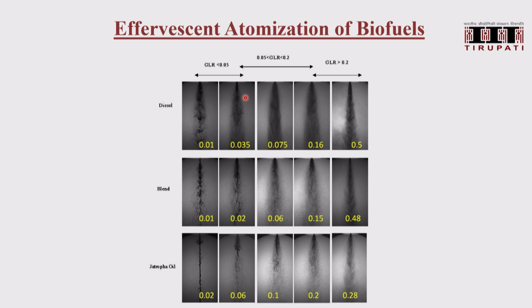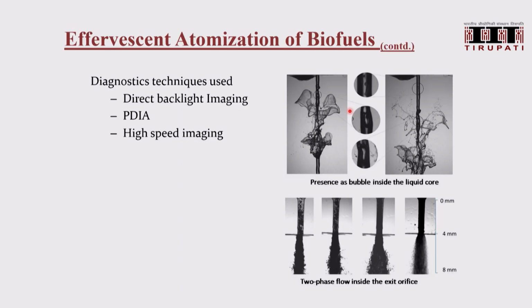From these kinds of images I can get the structure: whether the liquid is breaking up or not, whether it is just a core, or whether there are a lot of ligaments. I can also process this image. I can subtract the background and get a sharp boundary, get the cone angle, or look very close and see what is happening. This is some sort of backlit imaging to see how the breakup is happening, or you use PDIA to get the sizes.